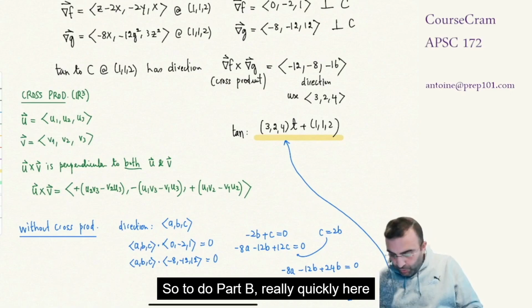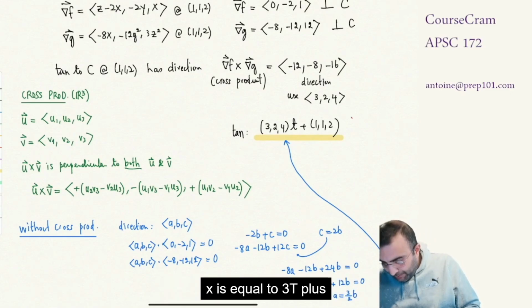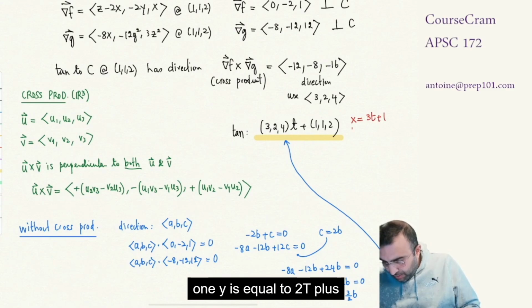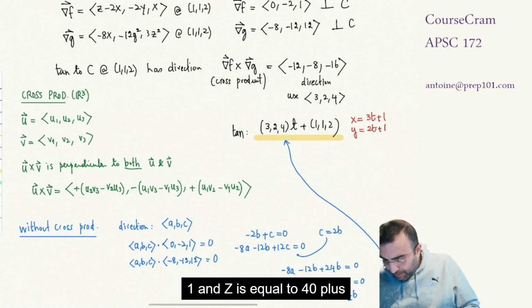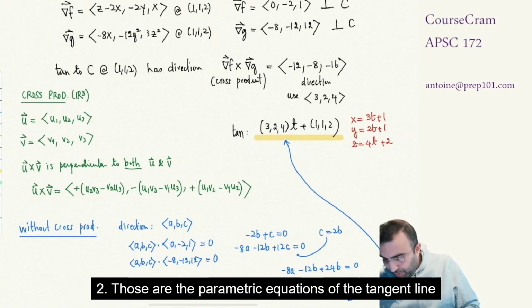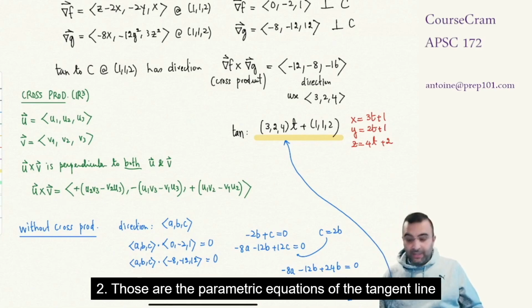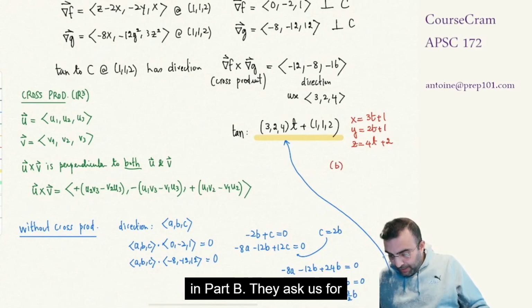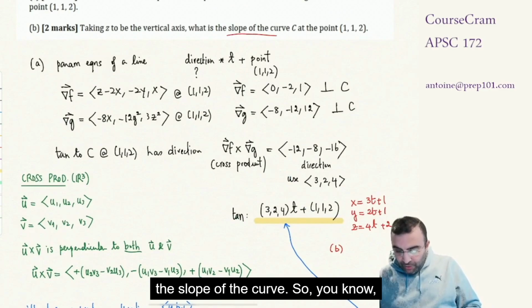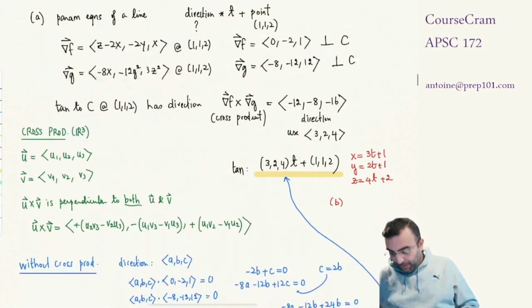So to do part B really quickly here, x is equal to 3t plus 1, y is equal to 2t plus 1, and z is equal to 4t plus 2. Those are the parametric equations of the tangent line. In part B, they ask us for the slope of the curve. So you know what the slope is, it's z prime.